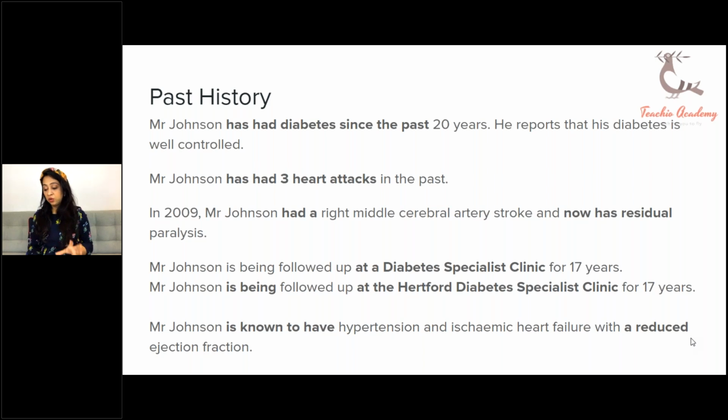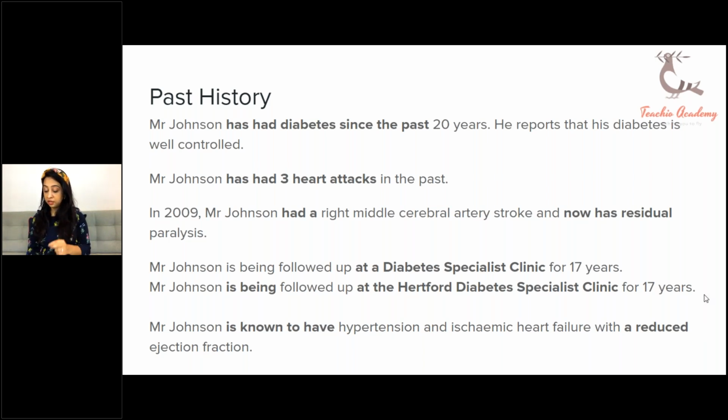So yes, if they haven't given you a duration of the diabetes that the patient has had, then you can write "Mr. Johnson is known to have diabetes." That's a little bit better when you don't have a duration. When you write "Mr. Johnson has had diabetes" and full stop, that sounds a little bit awkward and a little bit wrong. So you can write "Mr. Johnson is known to have hypertension," "known to have diabetes," or "Mr. Johnson has been diagnosed with diabetes."